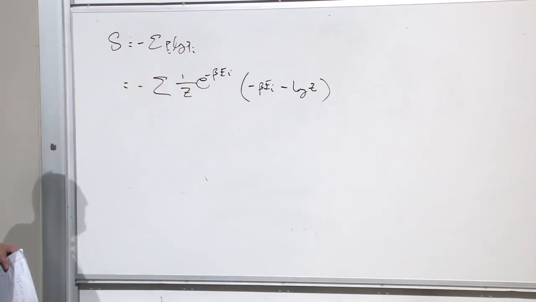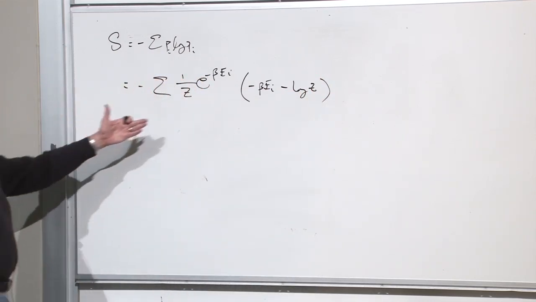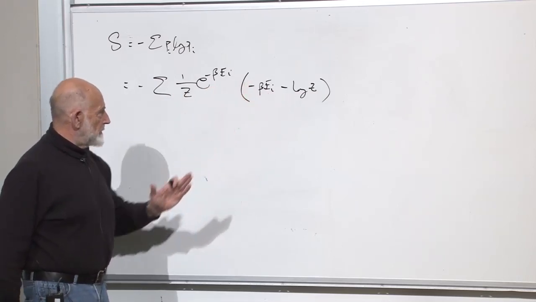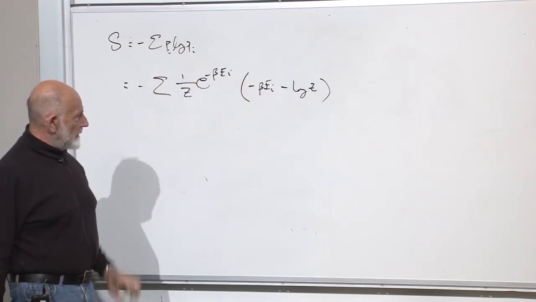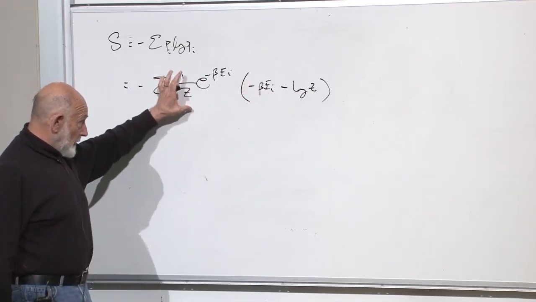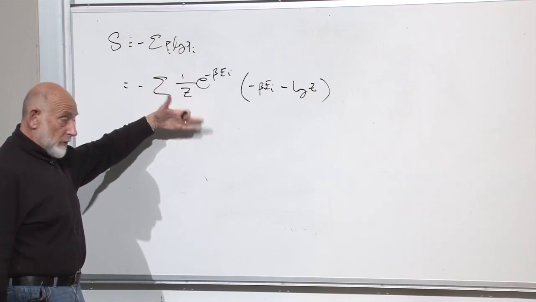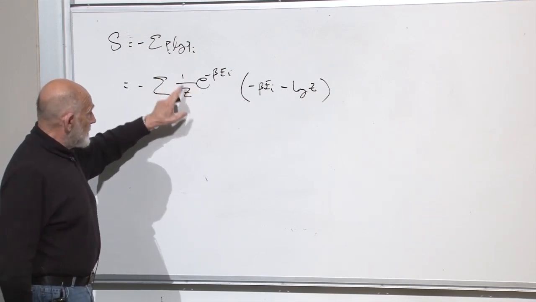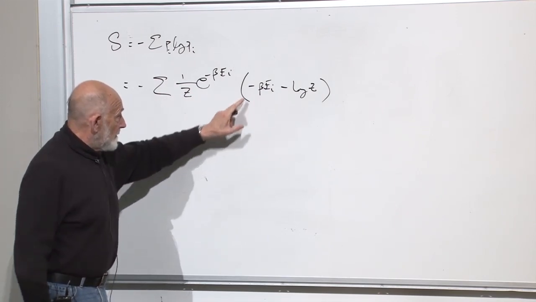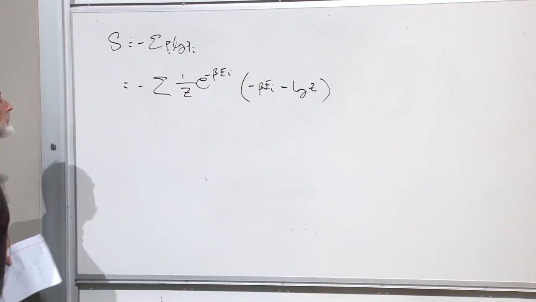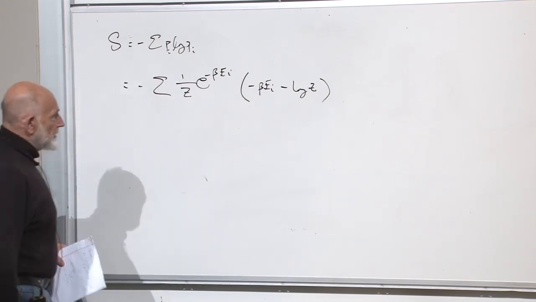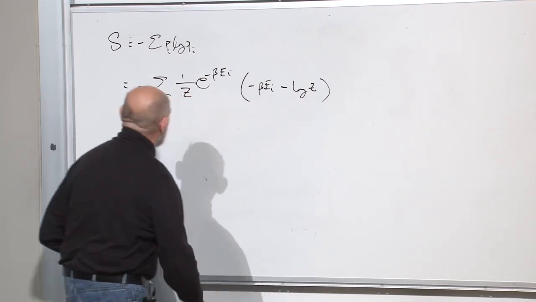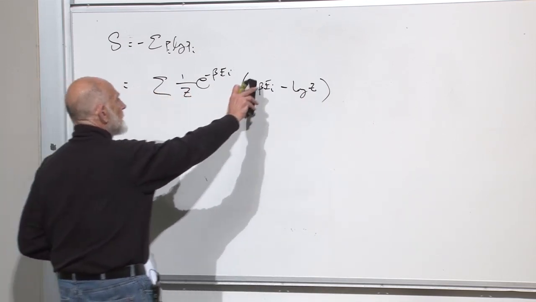All right, so everybody recognizes this. This is a product. The logarithm is the sum of the logarithms of the two factors in the product. So that's minus log z, minus beta e sub I. Minus signs cancel. Might as well get rid of them now so that we don't make mistakes later.